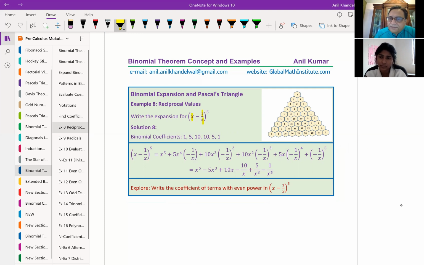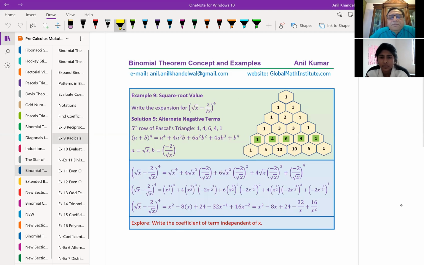negative powers of x. Now, in this particular case, since the power of 5 is there, we have all the terms with x powers. None of them is independent of x. However, if this was even, then some of the values could have cancelled, correct? So we just expanded this using the fifth row of Pascal's triangle and rewrote and simplified our expansion, getting the result, right? You could also expand this using binomial theorem and its coefficients formula, which we've learned, correct? Let's move on and take up another example.